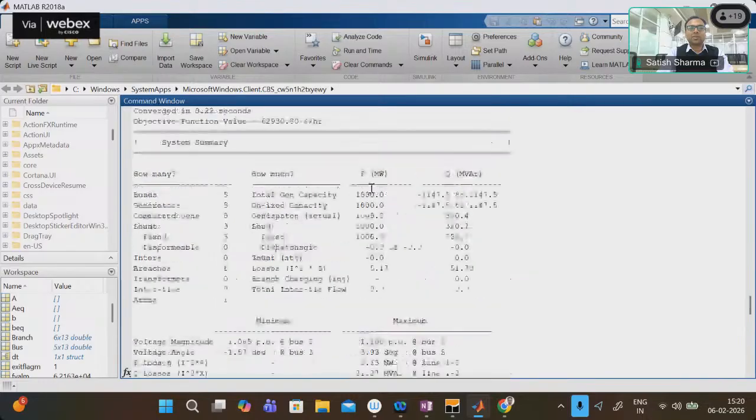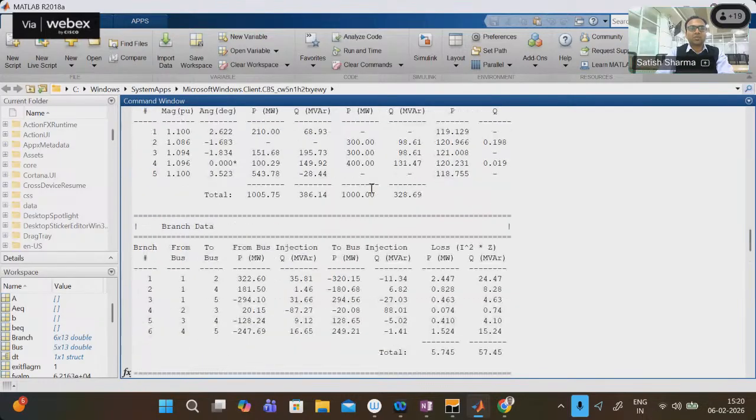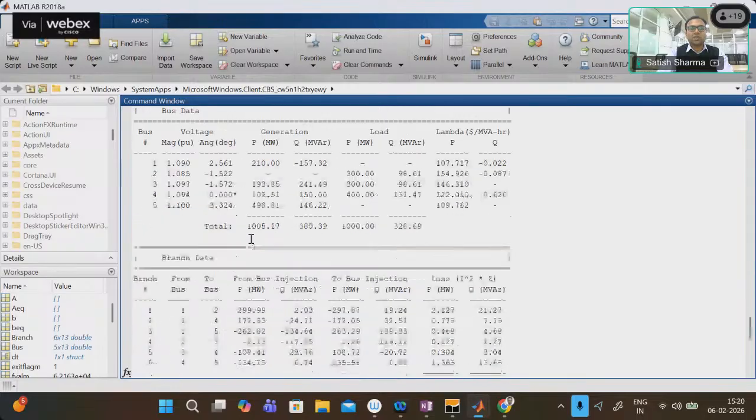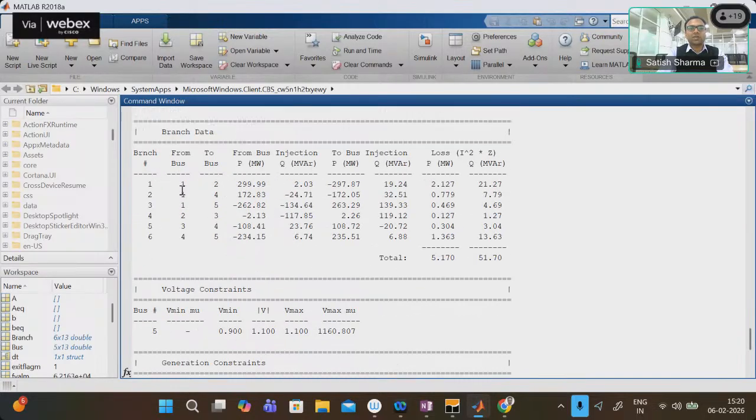Okay, earlier it was more than 300, it was like 322. Now I have enforced a limit that the first branch limit should be 300. So you can see that the power flow of this particular line 1 to the first branch is restricted to 300 megawatts only. So these are like 2.99. So with some tolerance band, it is 300.